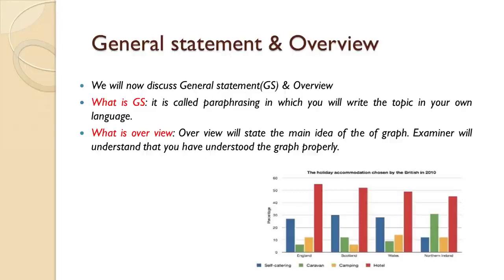So general statement means paraphrase. You will paraphrase the topic. You will write the topic in your own way. Then the overview means the main idea of the graph. What's the main message? 2 or 3 lines. You will finish writing the overview.